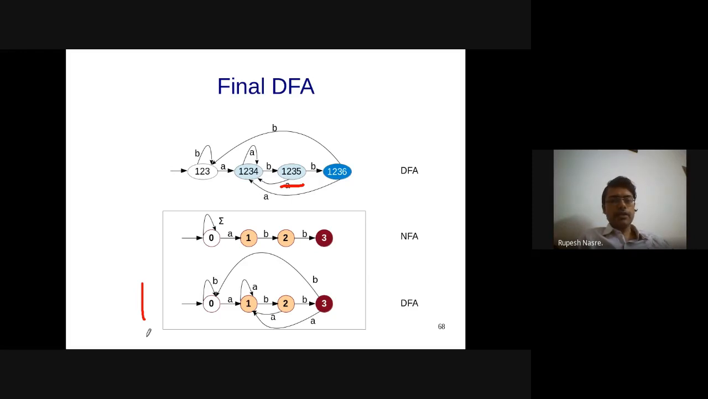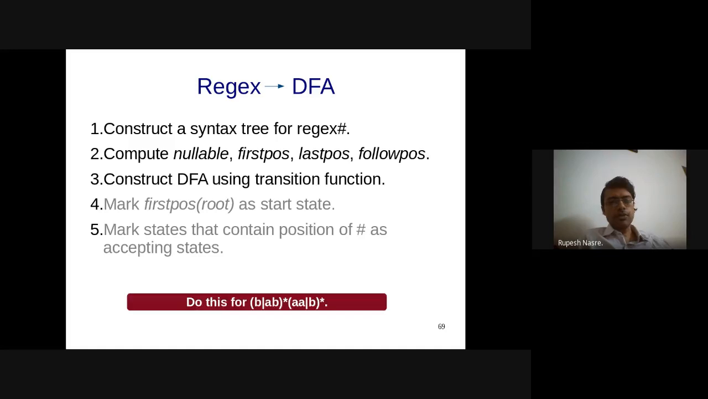Is that over? Well, we just need to mark the first state and the final state. The first state was the state we started with, which was 1, 2, 3, and the final state is any state which contains that 6. The 6 was our sharp sign, which means the end of the string. So any state which contains that 6 is going to be a final state. That is what we are going to mark now. So that represents the DFA corresponding to that.